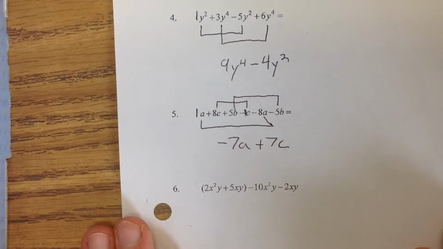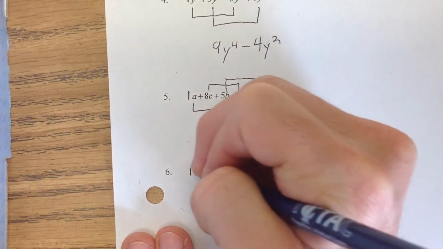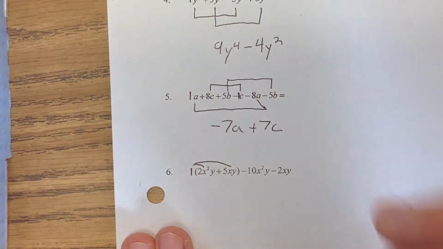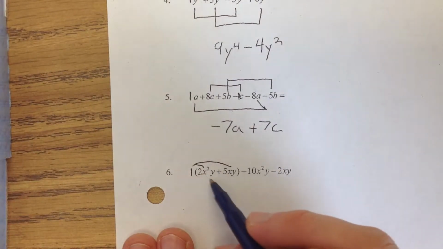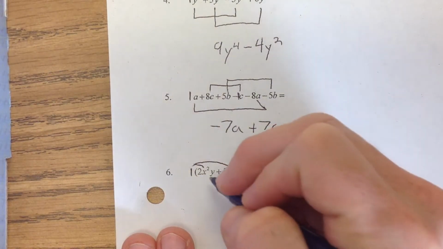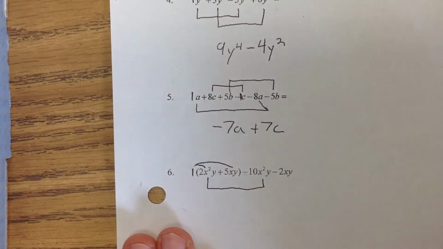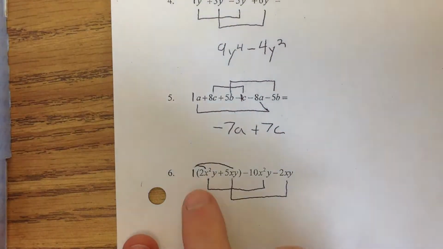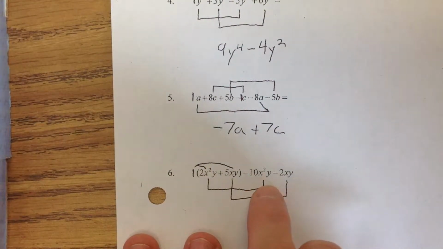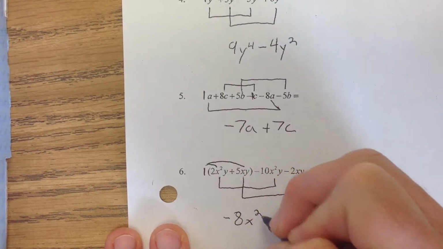All right, let's go down to number 6. We've got the parentheses again, but because it's a positive 1 in front, we don't actually have to worry about anything changing. So we can just combine them as is. But do pay close attention to your exponents. x squared y combines with x squared y, and then xy combines with xy. So 2 minus 10 is negative 8x squared y.